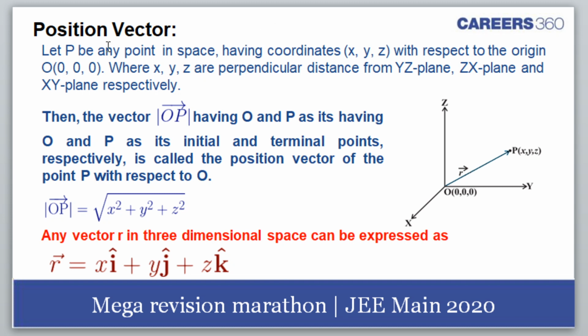Okay, then we come to the next topic, position vector of a point. Now this is very important. One has to understand what is position vector of a point. Whenever we have plotted a point in 3D, if from the origin we join that point with a straight line, with the origin as the initial point and the point P as the terminal point of the vector, then this vector is known as the position vector of that point.